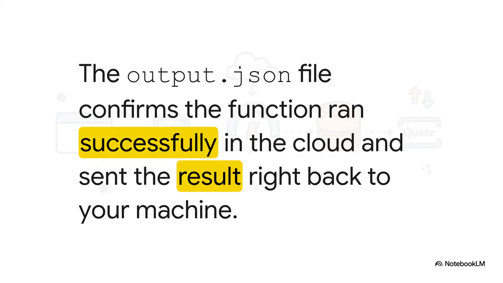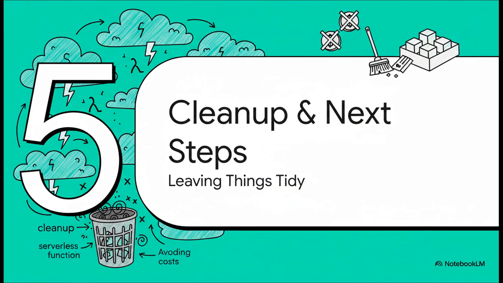And if we go ahead and open up that output.json file, there it is, the exact same response we saw in the console. This is awesome because it proves we can trigger our function from anywhere, it runs in the cloud, and sends the result right back to us. It works. So there you have it. We did it. We built, deployed, and tested a serverless function.